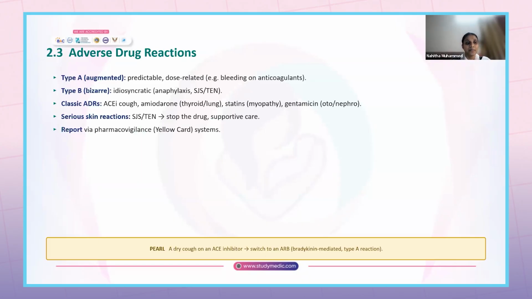Now there are two types of adverse drug reaction, type A and type B. Type A is predictable, dose related. Type B is idiosyncratic, we cannot predict. Classic adverse reactions: ACE inhibitors can cause cough, amiodarone can cause thyroid disorders and lung fibrosis, statins can cause myopathy, gentamicin causes ototoxicity and nephrotoxicity, and skin reactions like Stevens-Johnson syndrome and toxic epidermal necrolysis. Then pharmacovigilance is the yellow card system.